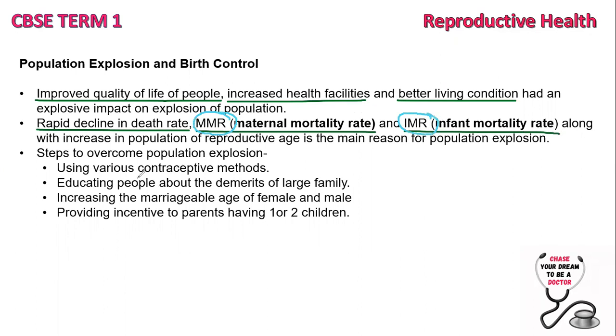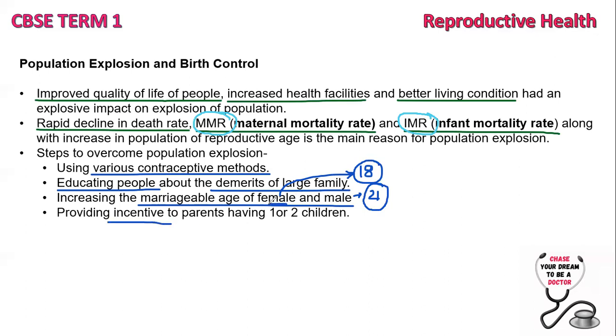And also, there are some steps to overcome the population explosion: using various contraceptive methods, educating people about the demerits of a large family, increasing the marriageable age of male and female. Now for males it is 21, and for females it is 18, right? This can be further increased in order to maintain a gap in the increasing population, and providing incentives to parents having 1 or 2 children.